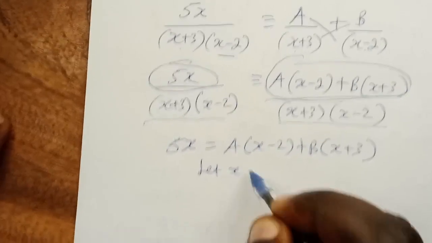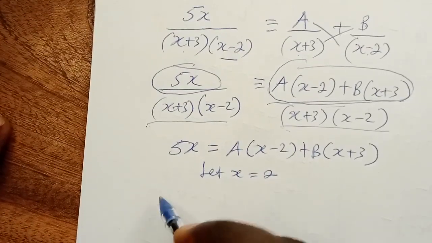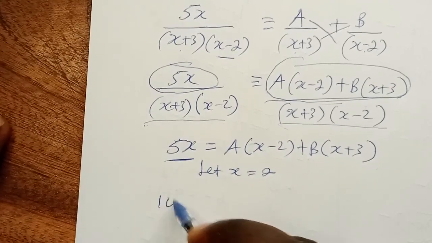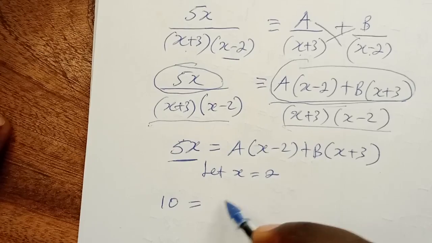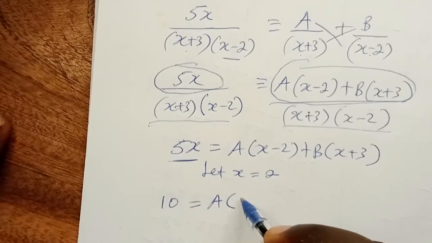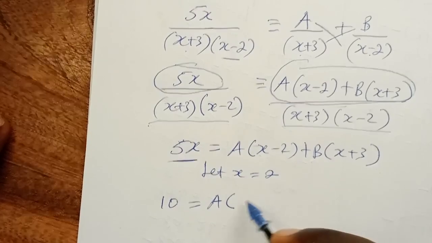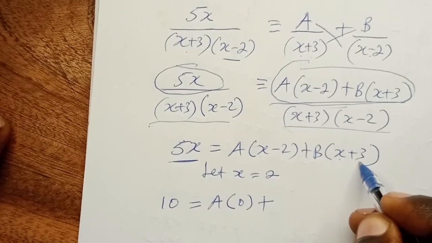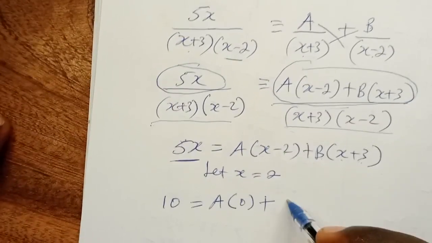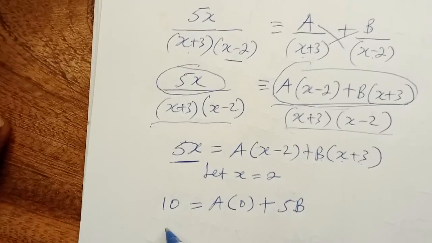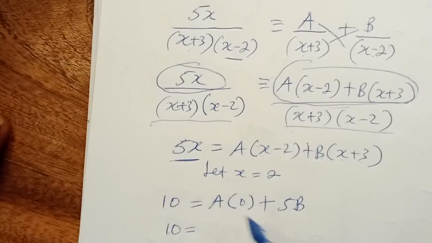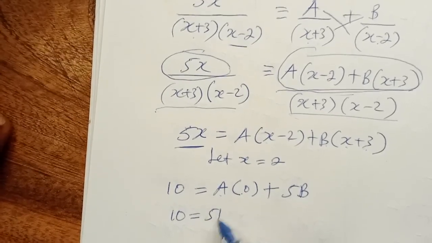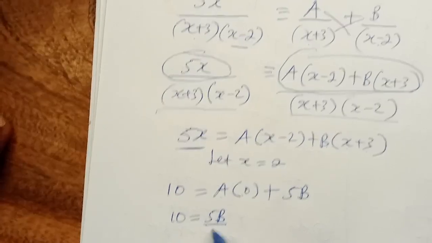If we let x be equal to 2, then this will imply that if we input 2 for x, we're going to have 5 times 2, which is 10, will be equal to A into (2 − 2), which is 0, plus (2 + 3), which is 5. So 5 times B will give us 5B. So this will be the same as 10 equal to A times 0, which is 0, plus 5B, so we just have 5B here. And to get B, we divide both sides by 5.